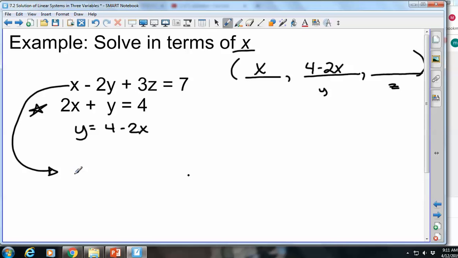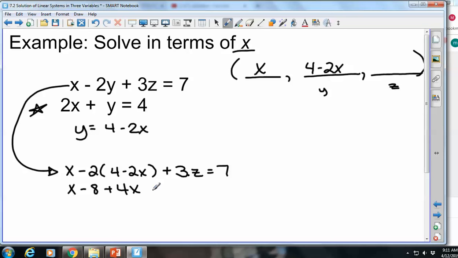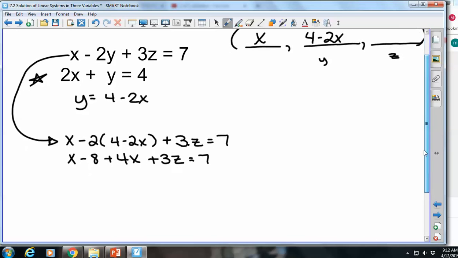In this one, it has x's, y's, and z's. I need to solve for z, but I don't want any y's in there. So I can replace my y with the 4 minus 2x. Okay, so we had to get rid of the y, we're just substituting in there. So I get x minus 8 plus 4x plus 3z equals 7.